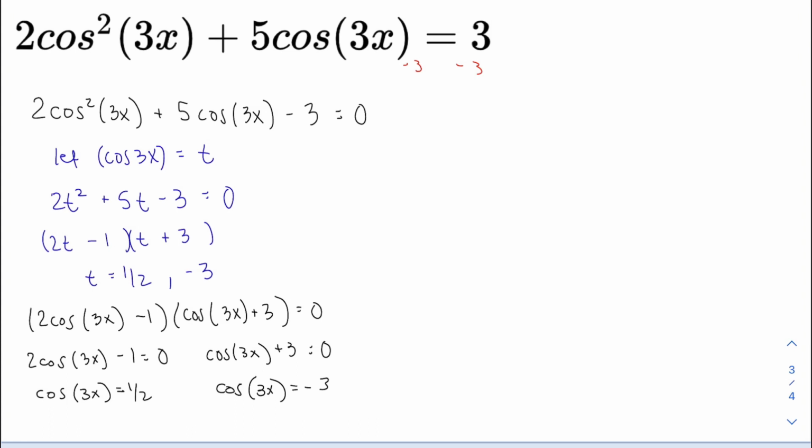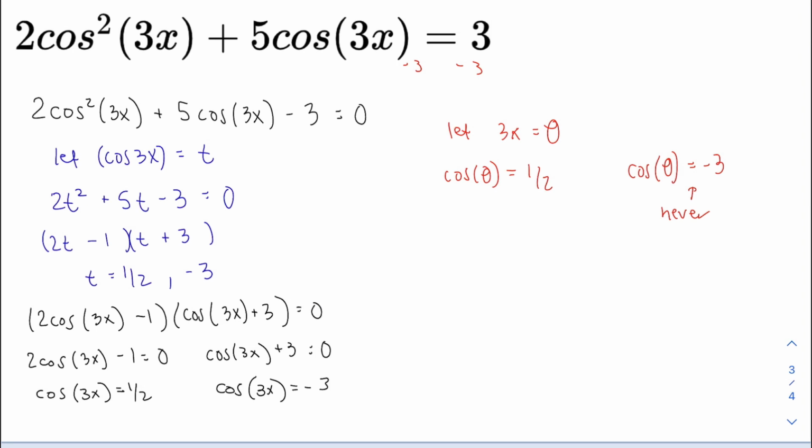Okay? So now we do our second round of substituting, and we can say, okay, now let's let 3x equal theta so that we can solve for just the angle. So really I'm asking myself, where is cosine of theta 1/2, and where is cosine of theta negative 3? Well, the first thing is that this never happens, right? Cosine is never -3. The range on cosine is -1 to 1. Unless the amplitude has been changed or it's been stretched, the highest it goes is 1 and the lowest it goes is -1. So that never happens.